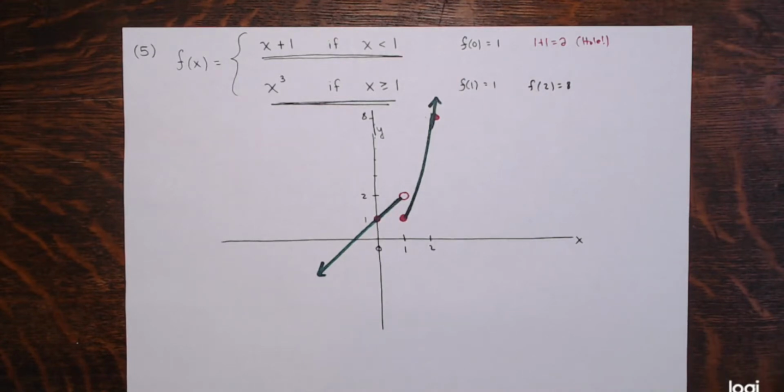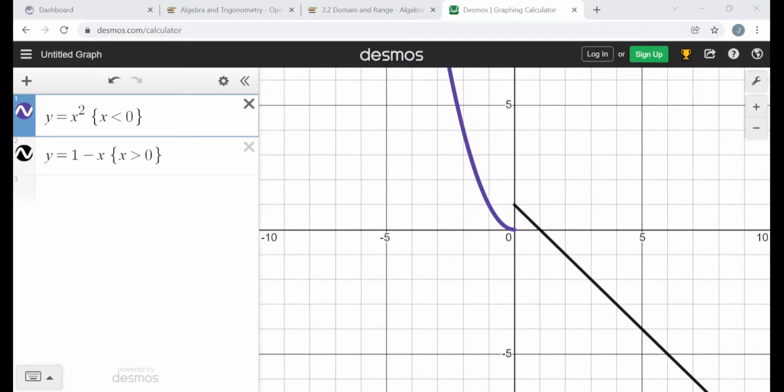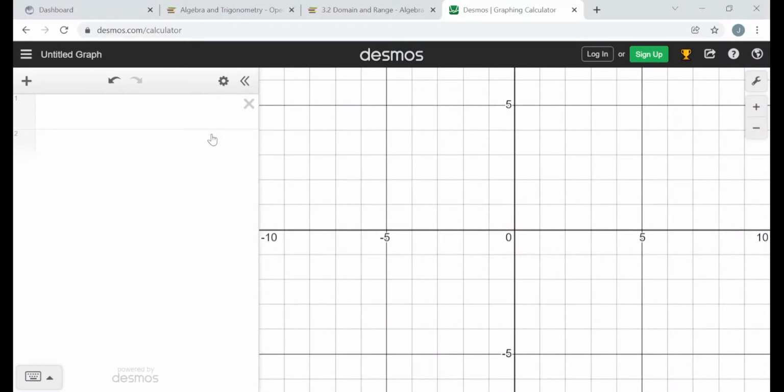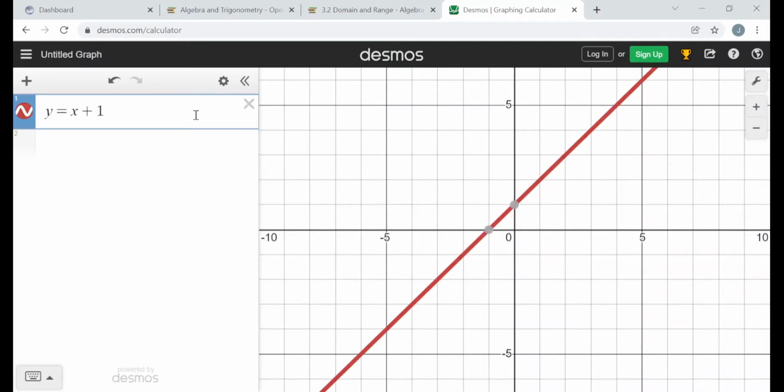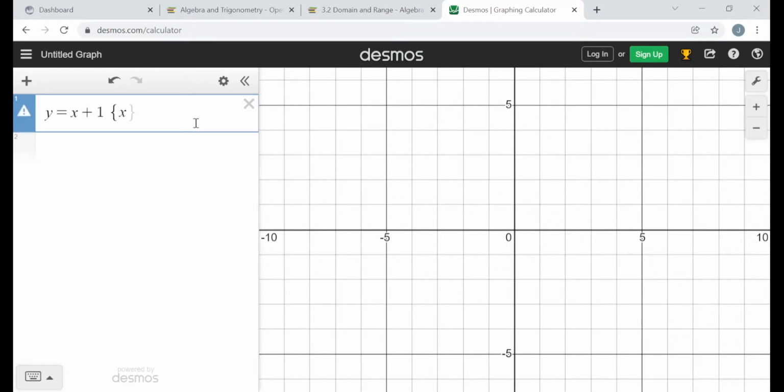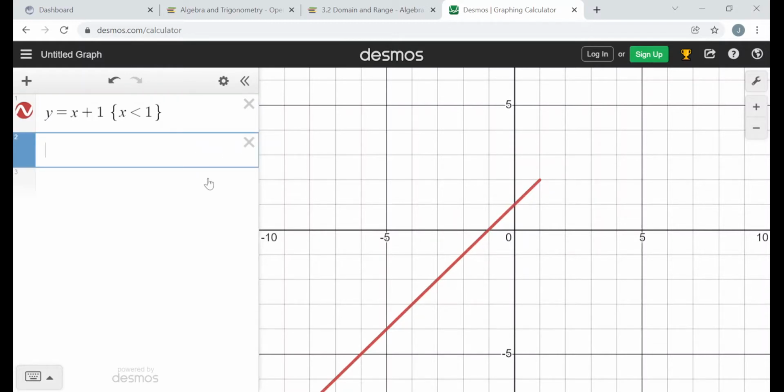Again, let's take a look at it in Desmos. All right, so once again, first piece, y equals x plus 1, but not the entire thing. Just a piece of it, where x is less than 1. And because x is strictly less than 1, there should be an empty point when x equals 1. And you see that there, 1 comma undefined for this first piece, but not for the second piece. The second piece actually is going to have a point when x equals 1, y equals x cubed.